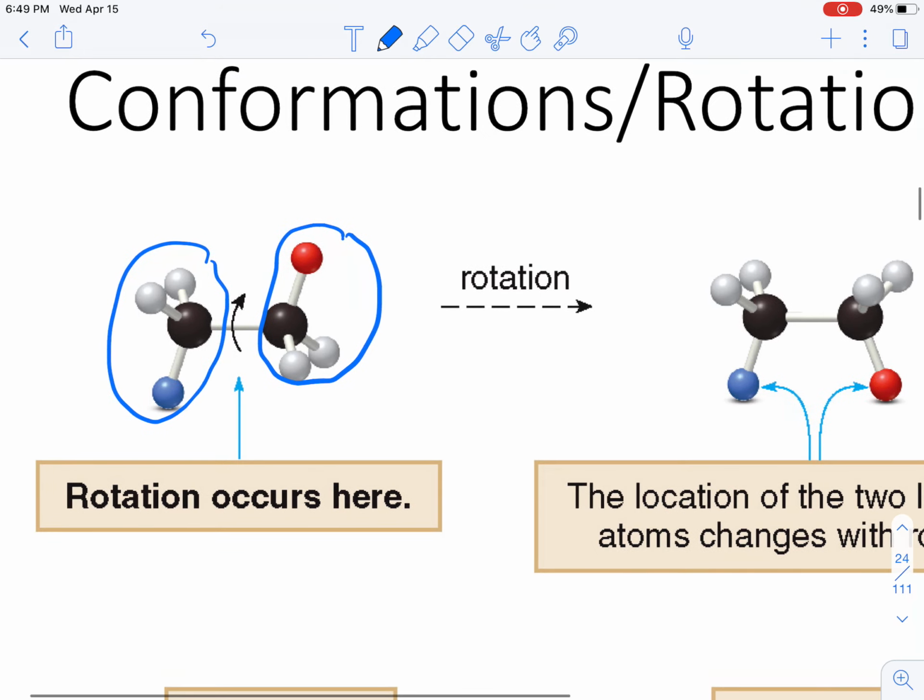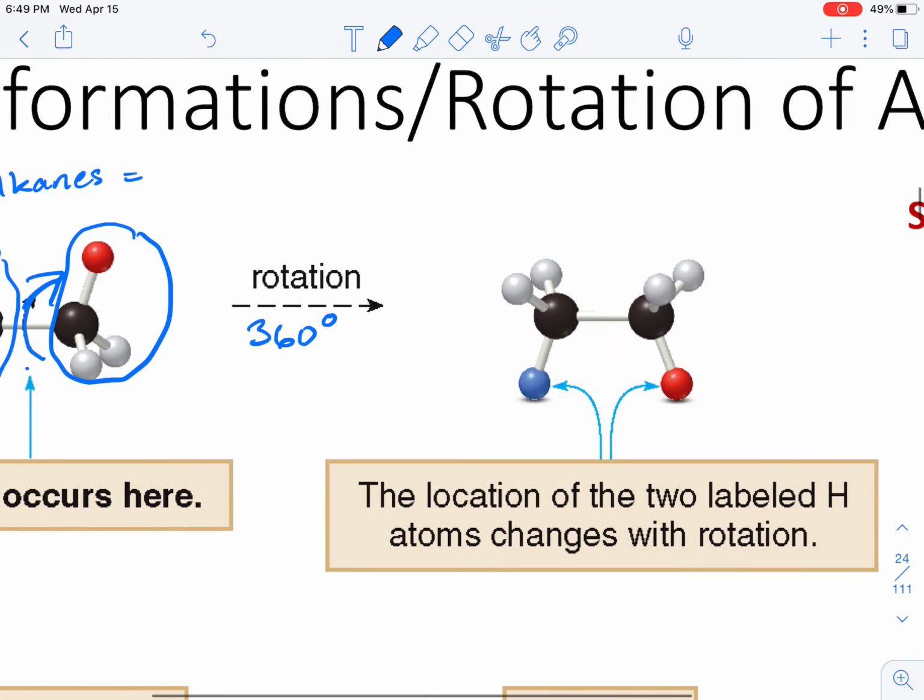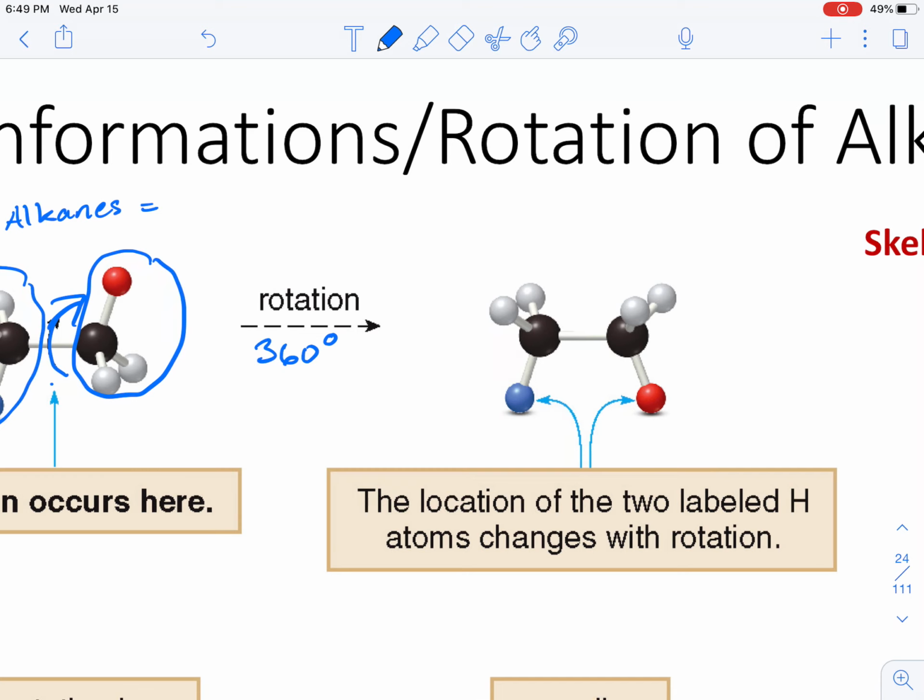The really cool thing about alkanes is that since it's a single bond, the bond can rotate 360 degrees. That's a feature that's commonly found for single bonds.